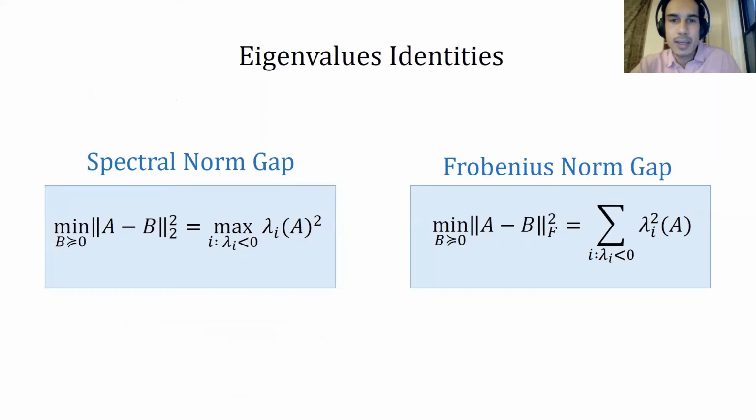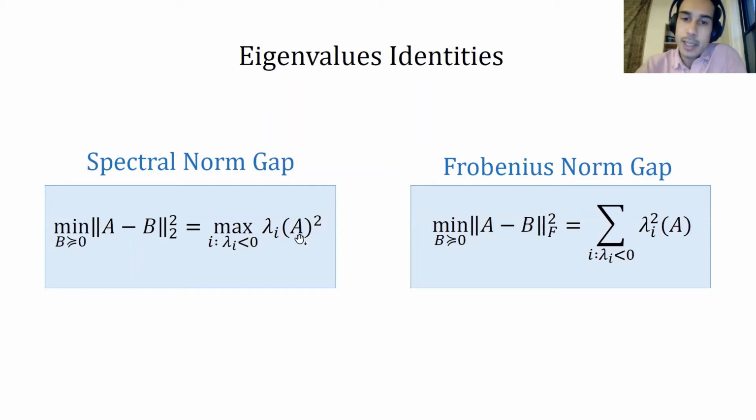And what these eigenvalue identities say is that we can express the distance from A to the PSD cone under these two norms purely in terms of eigenvalues of the original matrix A, instead of this complicated distance to the nearest PSD matrix. So firstly, for the spectral norm gap, the identity says that the distance from A to the nearest PSD matrix B in spectral norm squared is equal to the maximum in magnitude over all the negative eigenvalues, squared. So you look over all the negative eigenvalues, take the maximum in magnitude, and then square it. And that's the distance to the PSD cone in spectral norm squared.